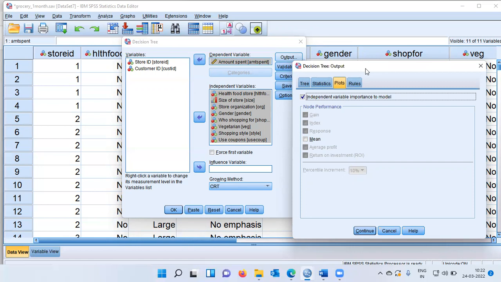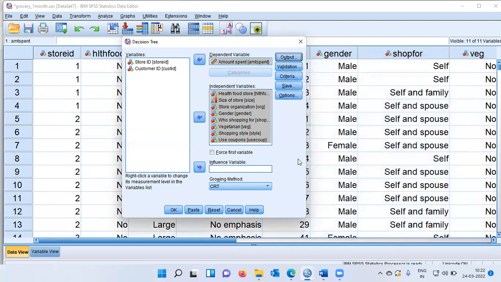I want to identify the key drivers of customer spend. What are the 3 most important variables which drive profitability? So a simple visual summary would help me, and therefore I'm clicking on the option independent variable importance to the model. You can also choose under the node performance what is called mean. Let me click on continue. I think this is good enough for us to go ahead and build a CART model. With this, let me click on OK.